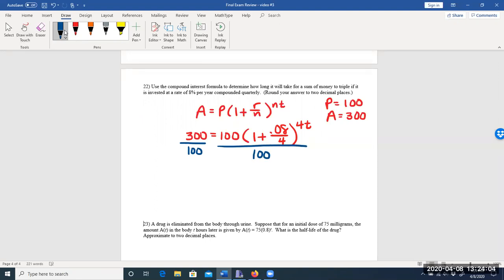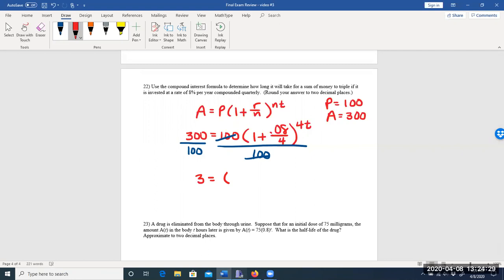By order of operations, I cannot multiply the 100 times what's in parentheses because I have to evaluate the exponent first, and I cannot evaluate that exponent. So I'm going to divide both sides by 100, and I get a 3 over here. So this is what I was saying. It doesn't matter what you pick for P. As long as you make A 3 times that, you're going to get a 3 over here on the left no matter what.